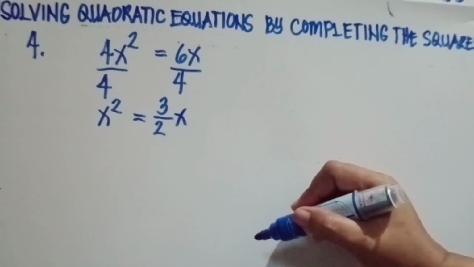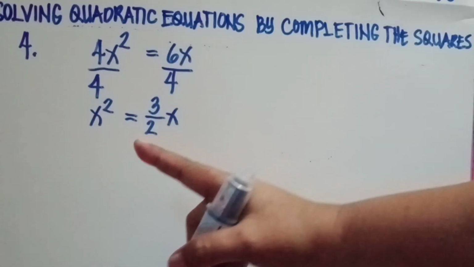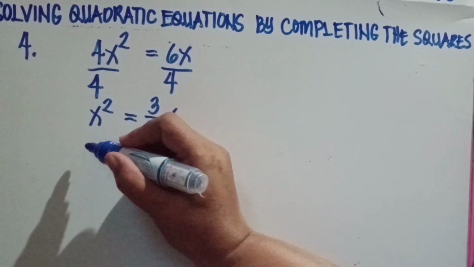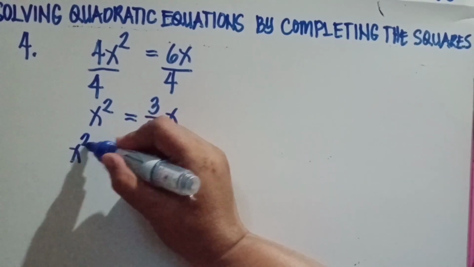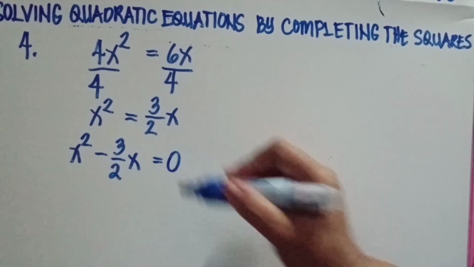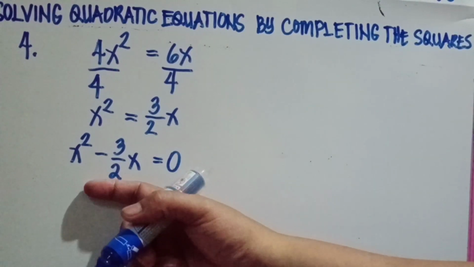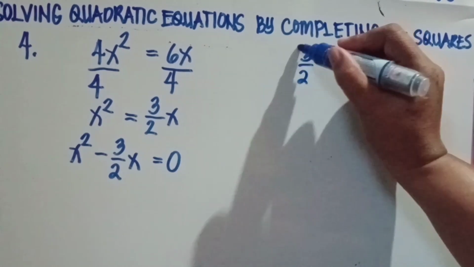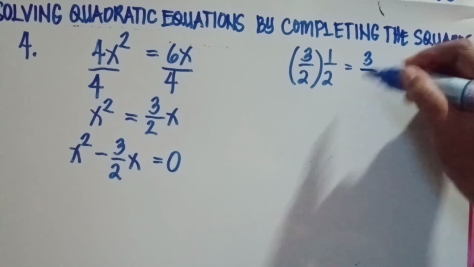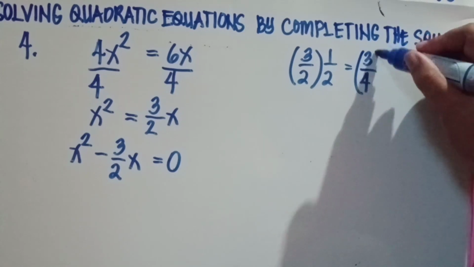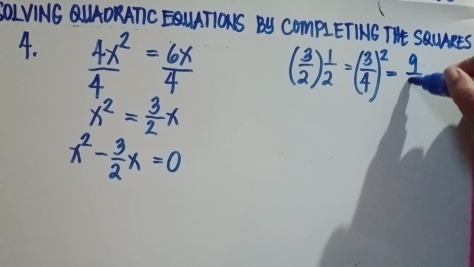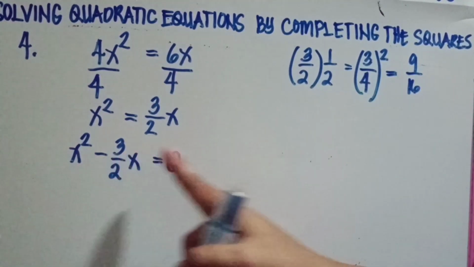Then, we have x. Then, wala tayong constant term. Pero, itong may x term ay ililipat natin sa left side ng equation. So, we have now x² − (3/2)x = 0. Then, the coefficient of x here is 3 over 2. Then, multiply natin to by 1/2. So, 3 multiplied by 1 is 3, over 2 times 2 is 4. Then, square. So, this is now equal to 9 over 16. So, add this on both sides of the equation.